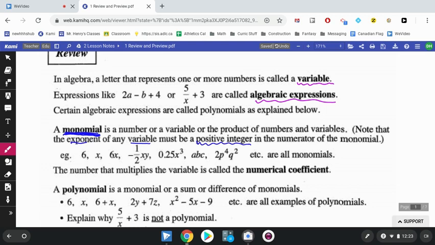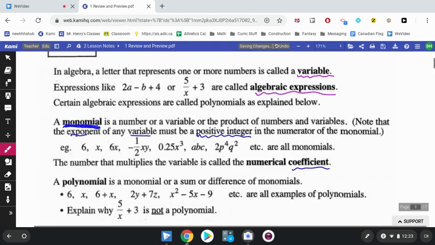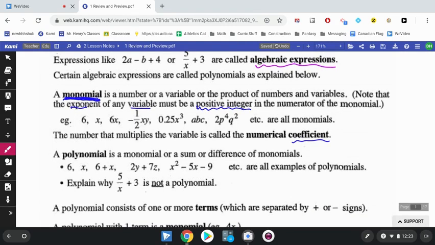Then you've got a bunch of examples of monomials. The number that multiplies the variable is called the numerical coefficient. Yeah, coefficient, we had that in powers and roots as well, so that's a word we're familiar with. And here is where we get to polynomial. A polynomial, that's the whole unit, is a monomial or sum or difference of monomials. So I'm adding or subtracting a bunch of monomials, and you've got some examples of them below.